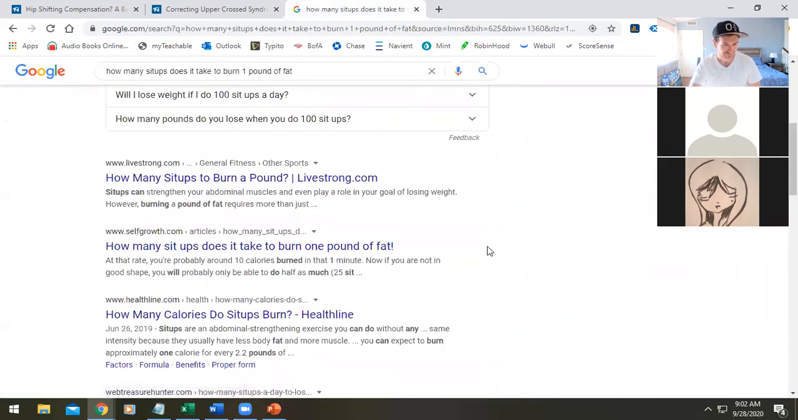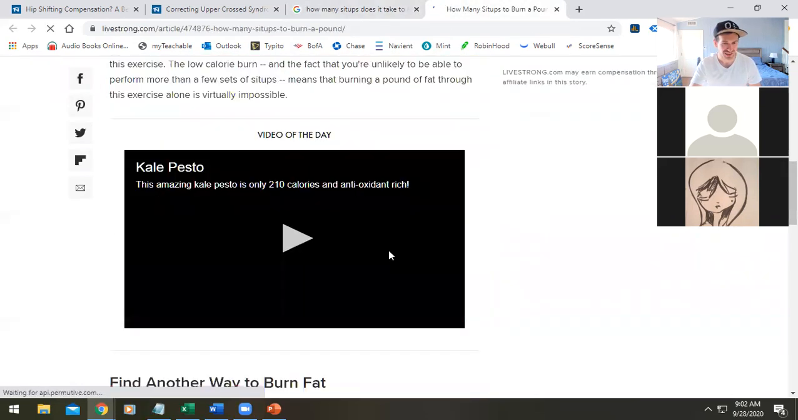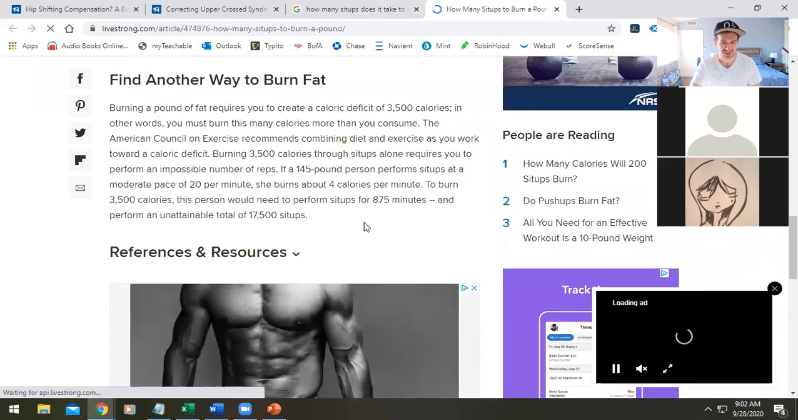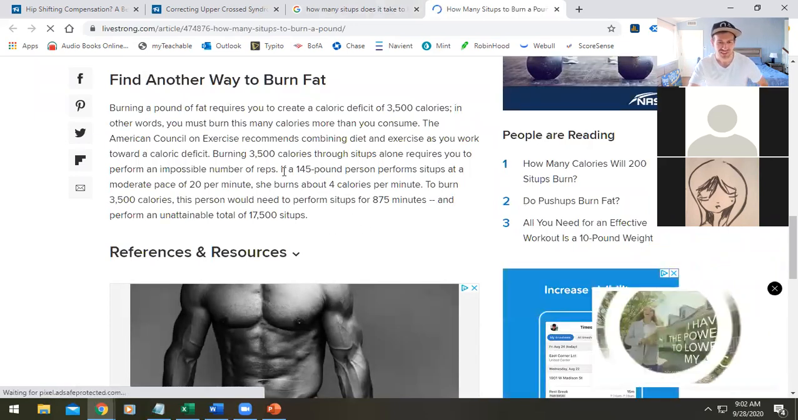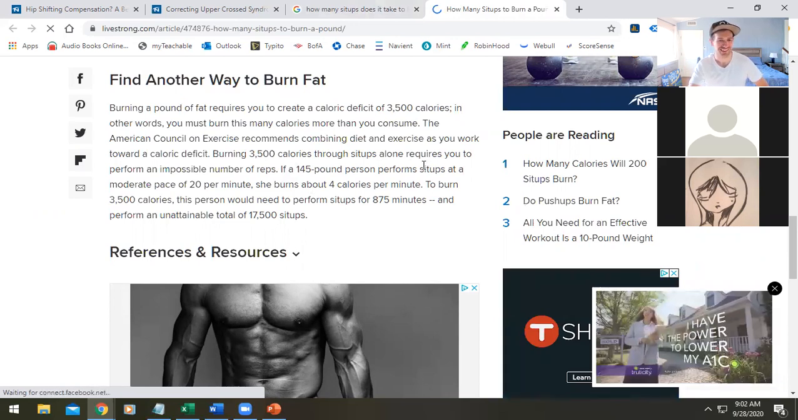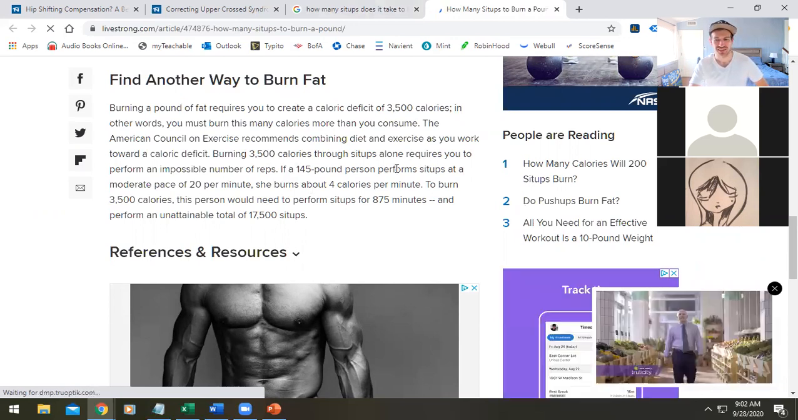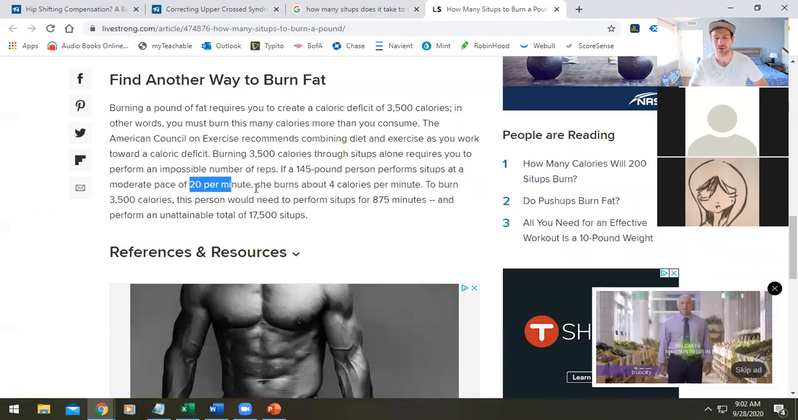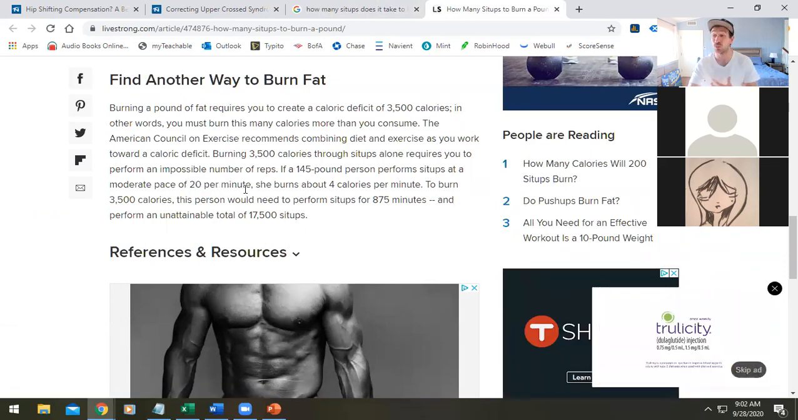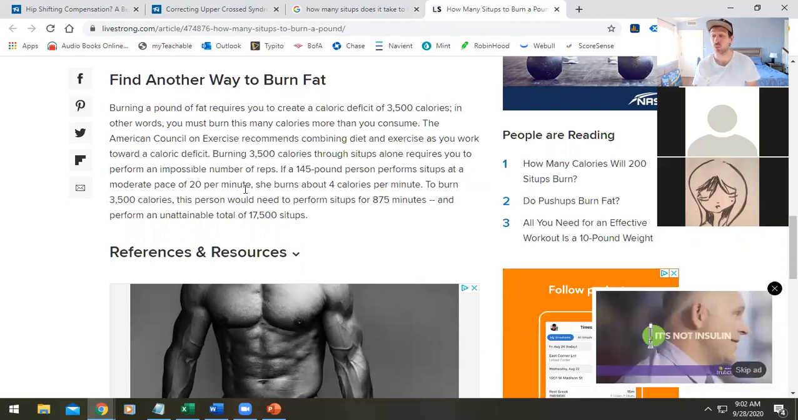But now, hold on. One sit-up usually burns... there we go. So if a 145 pound person performs sit-ups at a moderate pace of 20 per minute, they're going to burn about 4 calories per minute. So if you did 20 sit-ups every minute, right? So that's 1 every 3 seconds.